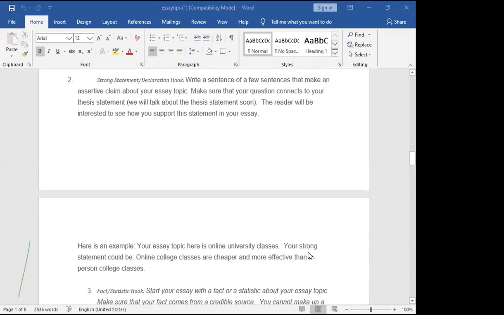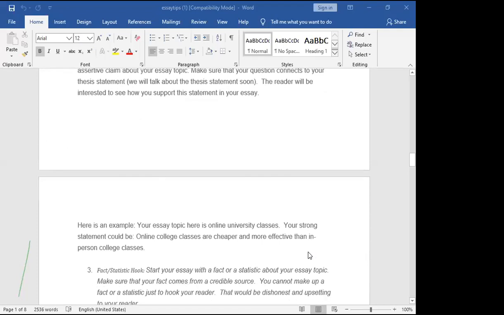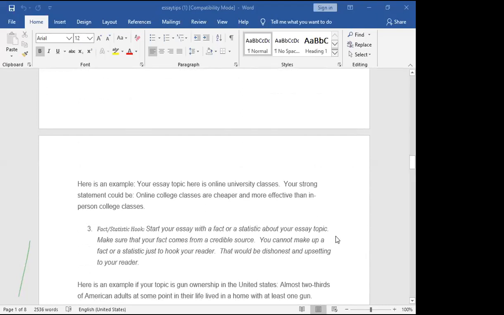Here is an example. Your essay topic here is online university classes or online class lessons. Your strong statement could be: online classes are cheaper and more effective than in-person learning. And such sentiments must be supported with facts.